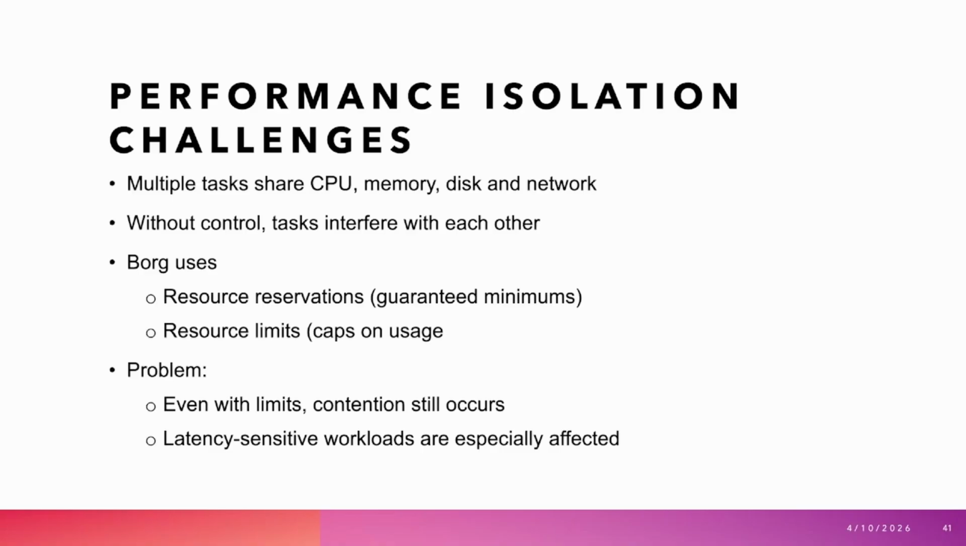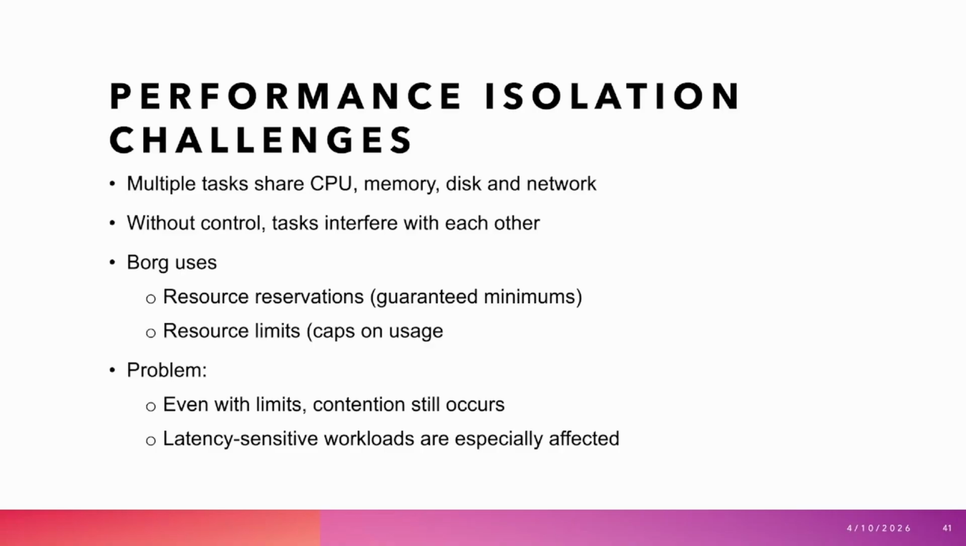A reservation guarantees that a task will receive at least a certain amount of resource, like CPU or memory. This helps ensure that critical services have the resources they need to function properly. On the other hand, limits are used to cap how much a task can use, preventing any single task from consuming an excessive amount of resources and starving others.